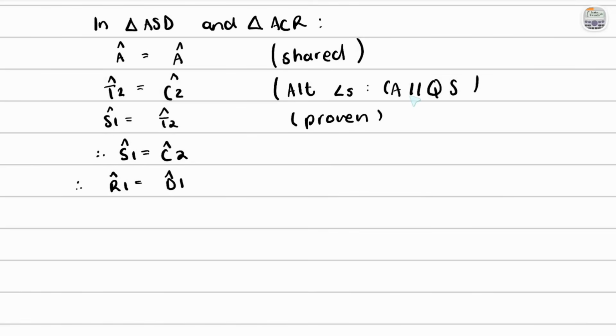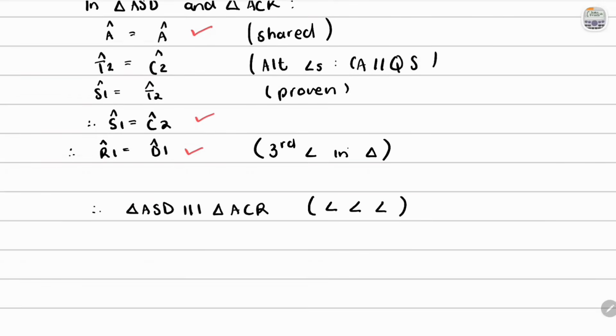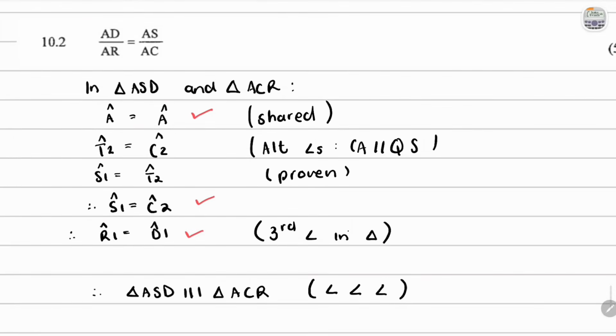And so by default, they are equal. Okay, so those are three angles in the triangle that are equal. And so therefore, triangle ASD is similar to triangle ACR. And it has to be named correctly. And this is because we have 3 corresponding equal angles. And now that we have proven that they are equal, we can use their dimensions.